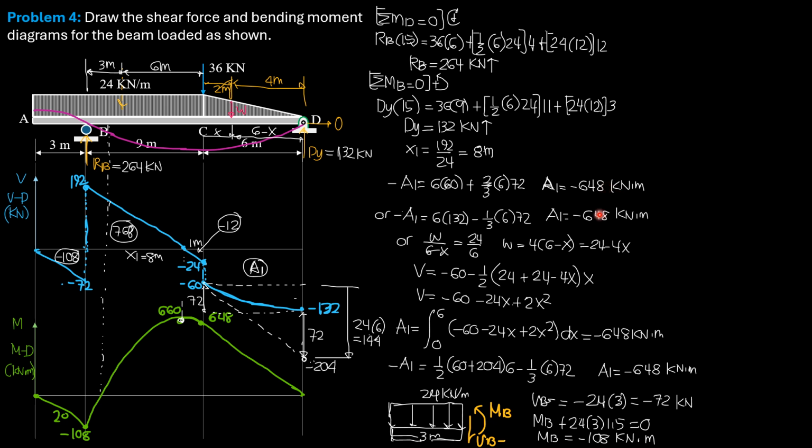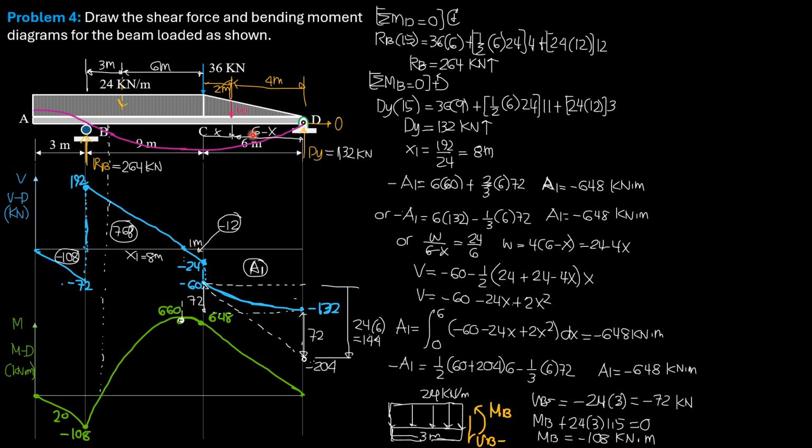Then another way is by integration, but we have to define the shear equation first in portion CD. So we cut section and we will call this distance X and the intensity of the loading W. So therefore this is 6 minus X. So from the figure, by similar triangles, W as to 6 minus X equals 24 as to 6. So therefore W is 4 times quantity 6 minus X, or that is 24 minus 4X.